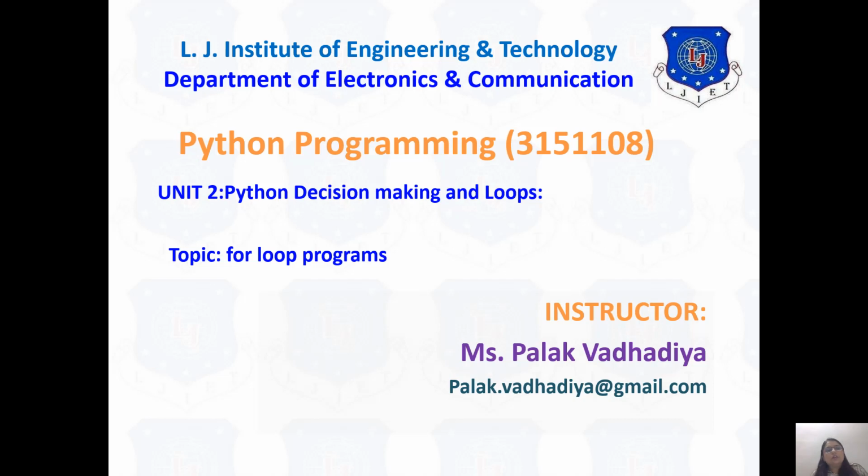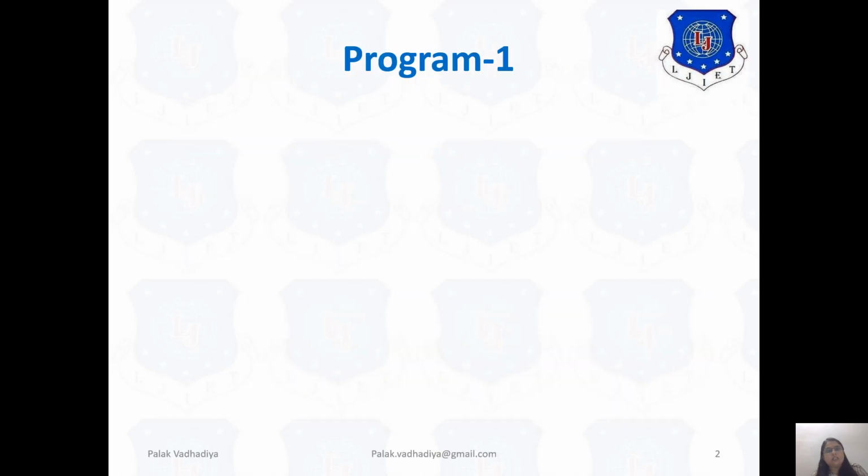Communication. Today we will discuss the for loop programs from unit number 2. If you remember, I gave you two exercises. One is to generate the Fibonacci series and the second is to check whether a string is a palindrome or not. So let's start today's session with program number 1.